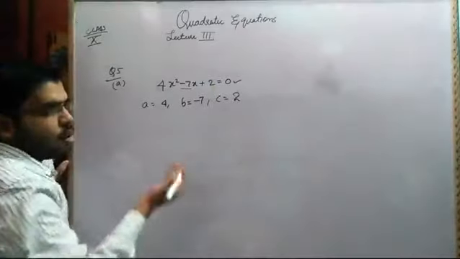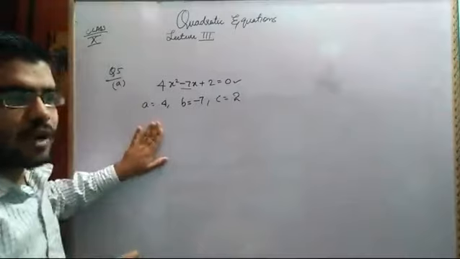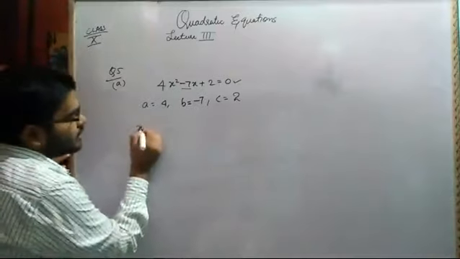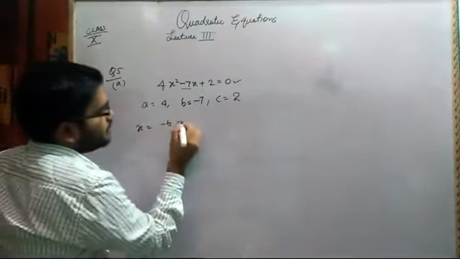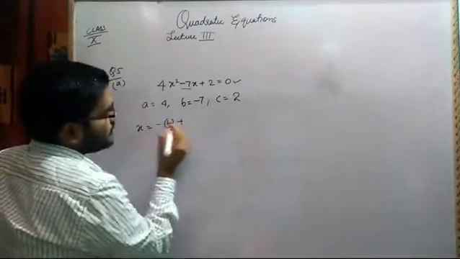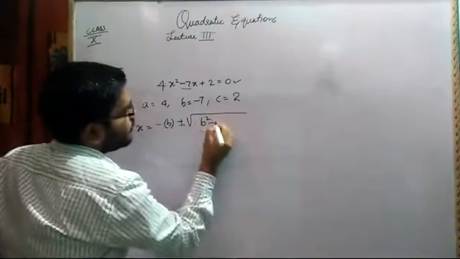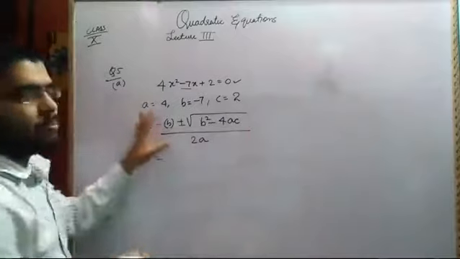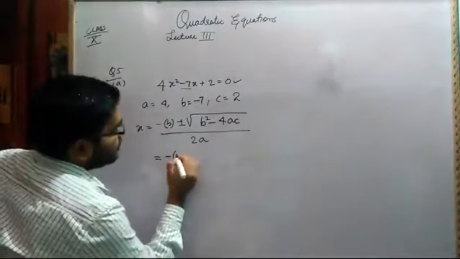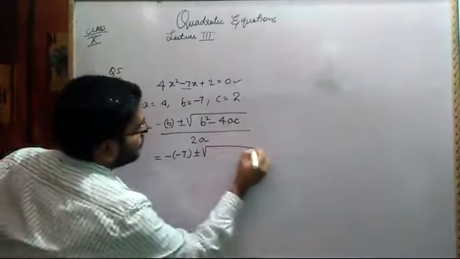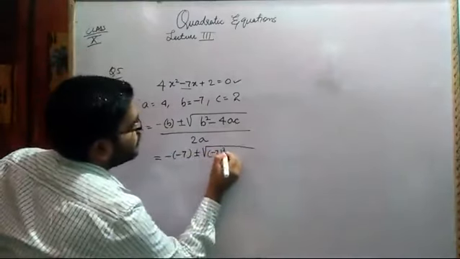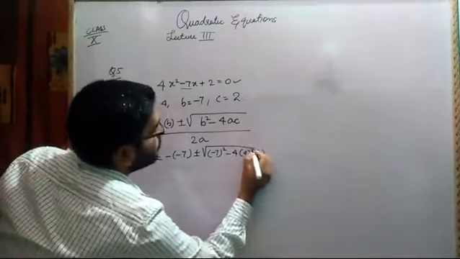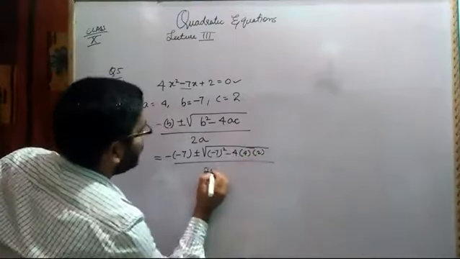Now first, if you want, you can first try to find the discriminant and then substitute the value, or else we can do it directly. So let's go directly. x is equal to, we know, minus b plus minus root under b square minus 4ac, whole divided by 2a. I hope all of you must have memorized this formula. Now minus of minus 7 plus minus root under b square, that is minus 7 whole square, minus 4 into a is 4 into c is 2, whole divided by 2 into 4.